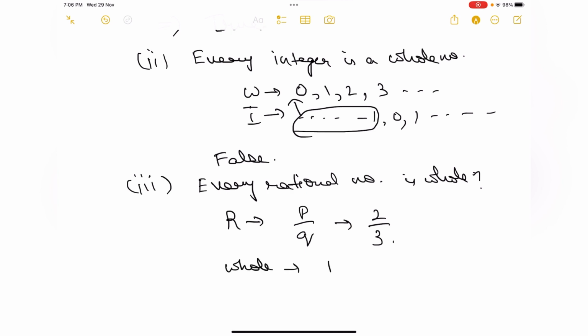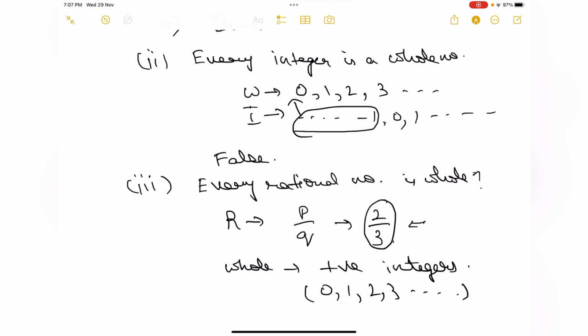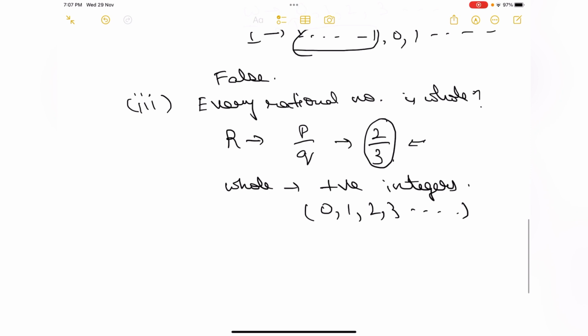Whole numbers are non-negative integers, which are basically like 0, 1, 2, 3, and so on. Whole numbers are integers. But all rational numbers are not integers. They can be anything, 2 by 3 or whatever. So this is not an integer, right? This one example itself implies that all rational numbers are not whole numbers. Therefore this statement is also false.